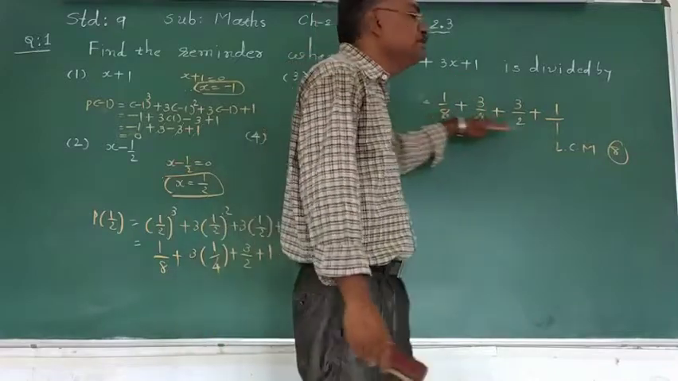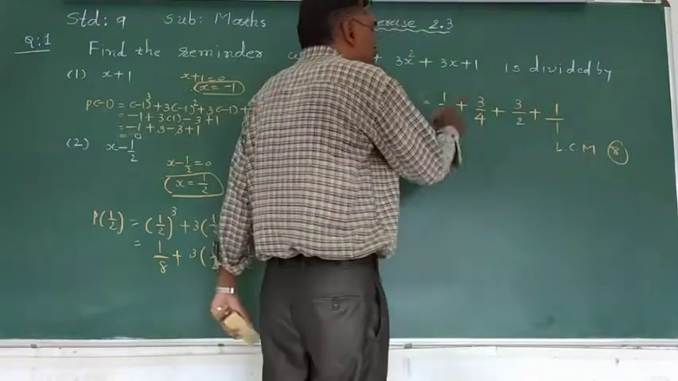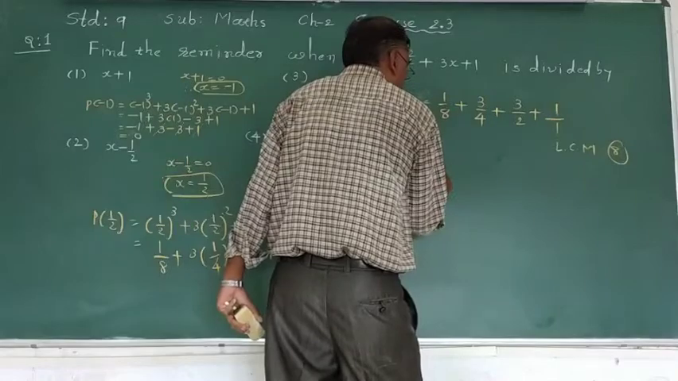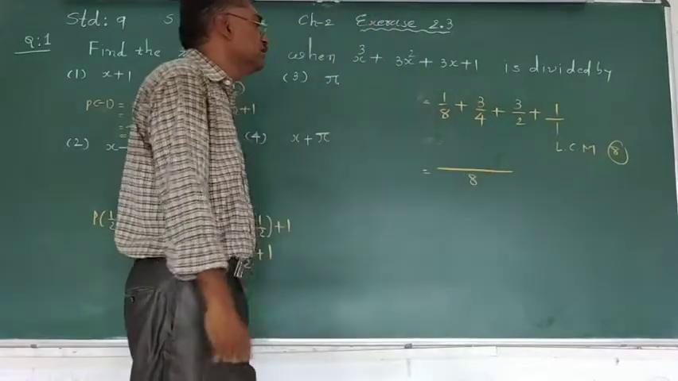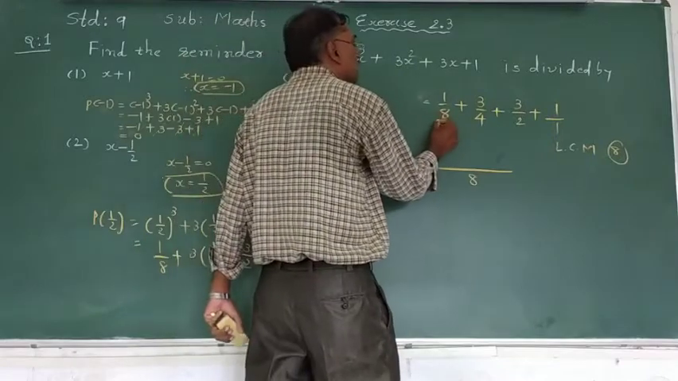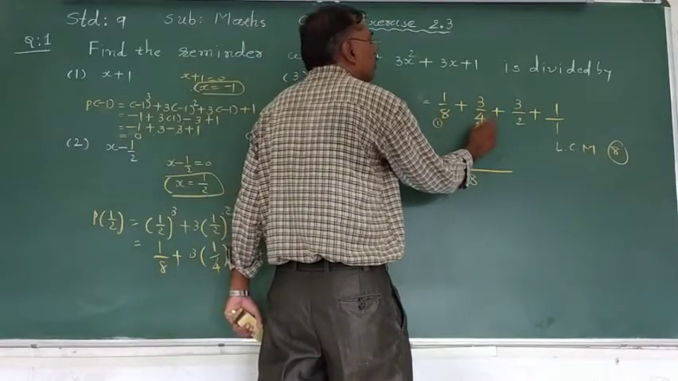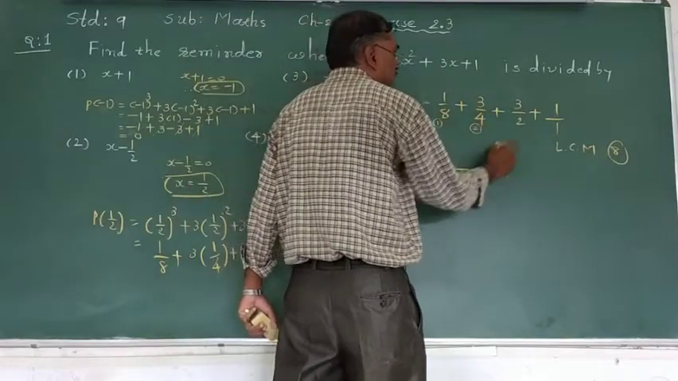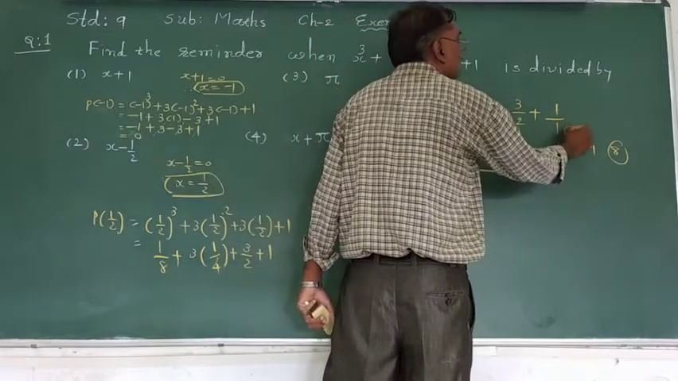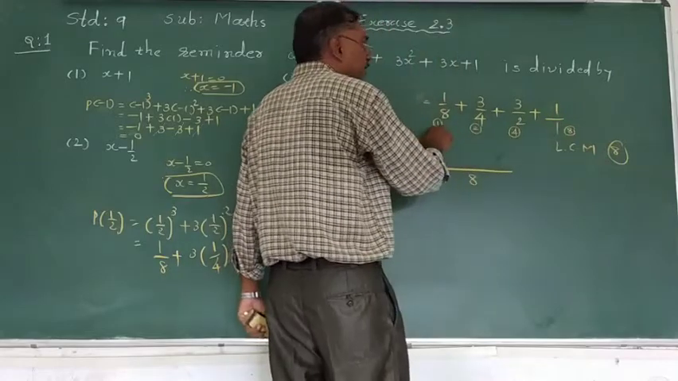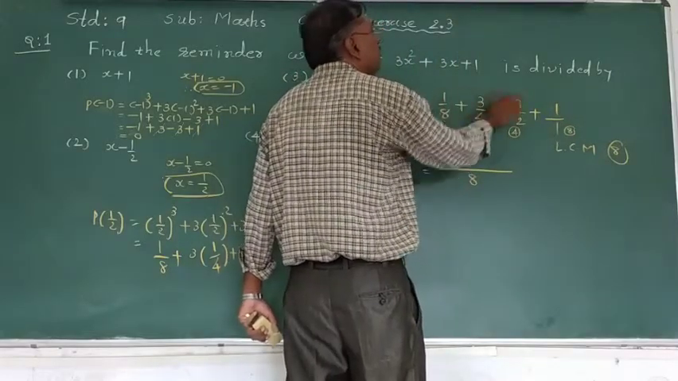So equaling the denominator first. To equal the denominator, we first write directly the LCM, 8. Now equaling the denominator: 8 ones are 8, 4 twos are 8, 2 fours are 8, and 8 ones are 8. So multiplying this round number in the numerator.